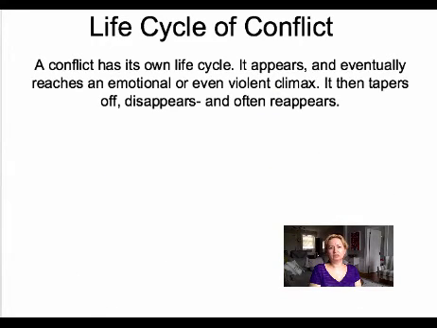Okay, so let's talk a little bit about the life cycle of conflict. A conflict has its own life cycle. It appears and eventually reaches an emotional and even violent climax. It then tapers off, disappears, and often reappears. So the curve is a basic model that represents stages of conflict, but in real life, conflicts have many curves. They can reemerge intermittently and even become protracted or intractable. That means difficult to resolve.